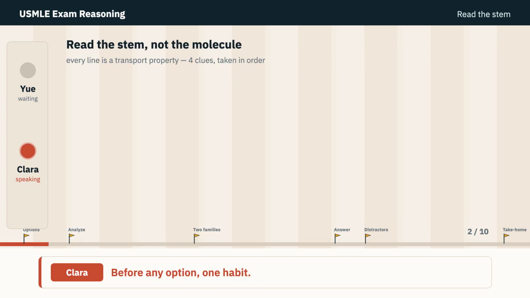Before any option, one habit. The trap here is to answer from it's glucose, and glucose has transporters, so carrier. You might get lucky, but you didn't read the question. Every single line in that stem is a transport property, put there on purpose, and each one rules something in or out. We're going to earn the answer off the experiment.